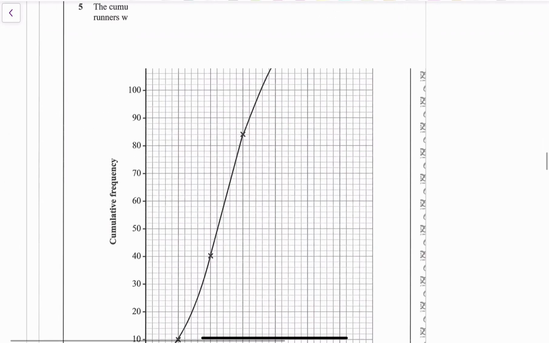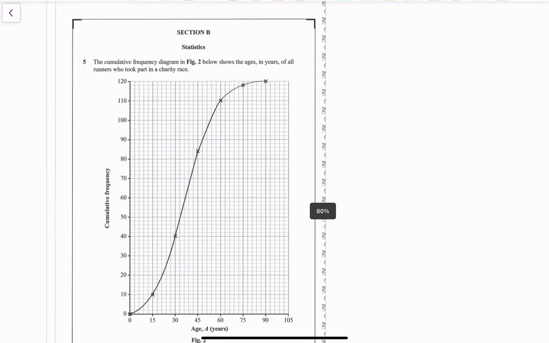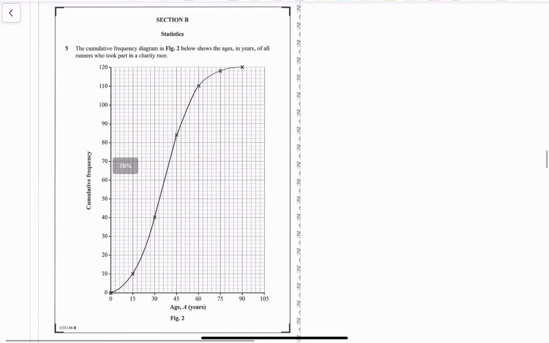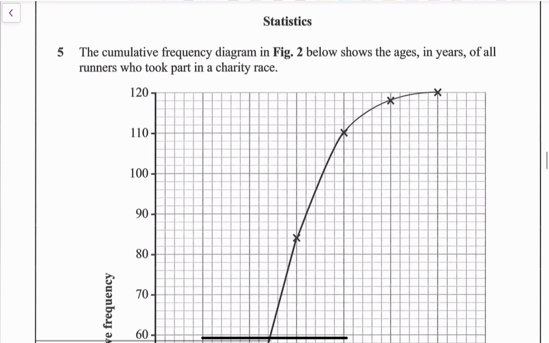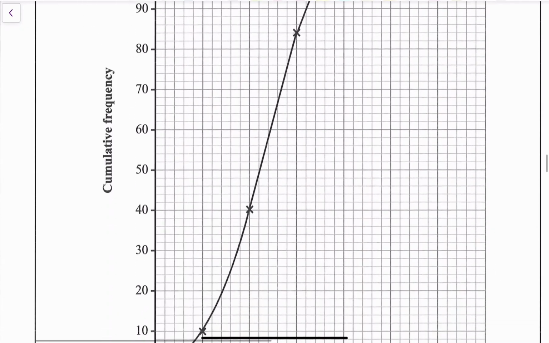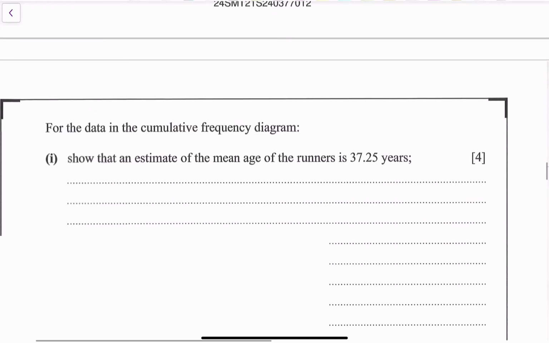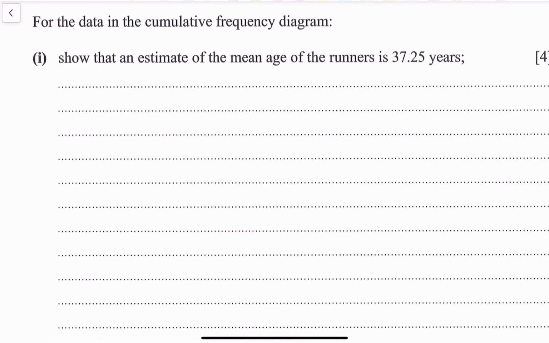Right, on to the dreaded statistics. Really not too nice this at all. So it says here, the cumulative frequency diagram in figure 2 below shows the ages in years of all runners who took part in a charity race. So you go from 0 up to 90, it looks like. For the data in the cumulative frequency diagram, show that the estimate of the mean age of runners is this.